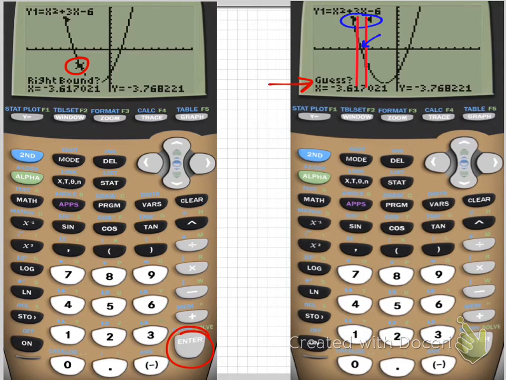And notice it's now asking for us to guess. Well, the secret here, you guys, is that you don't actually need to move it over and guess. As long as there's only one 0 between your two bounds, you can just press enter. No need to scroll to the left. You can if you want to make a guess and help the calculator out, but it can do that on its own just fine. So go ahead and press enter.